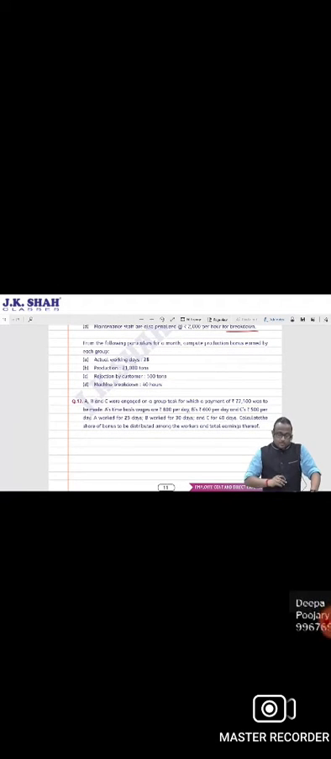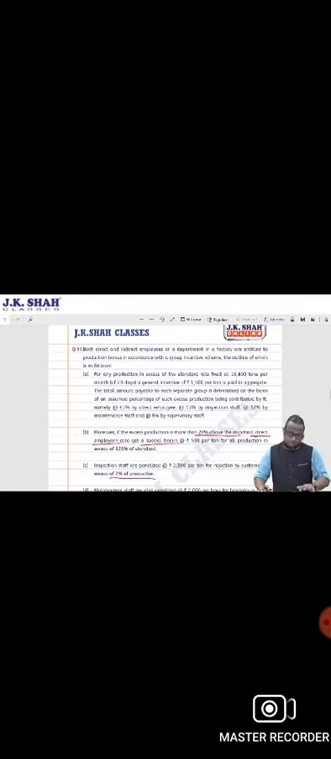From the following particulars for a month, compute the production bonus earned by each group. So we want to find out how much bonus is earned by direct employees, inspection staff, maintenance staff, and supervisory staff. Actual working days 25, production is 21,000. Oh, you have actually worked for only 25 days and you have actually produced 21,000 tons. Actual rejection is 500 tons and machine breakdown was 40 hours. Okay.